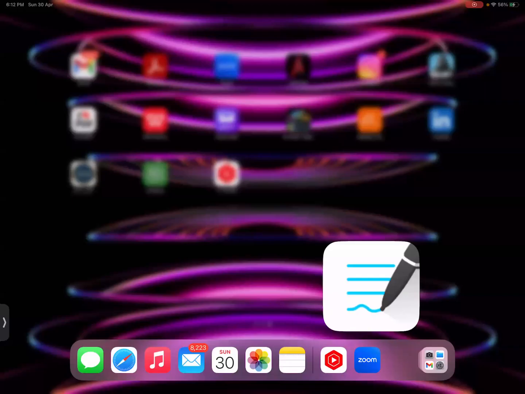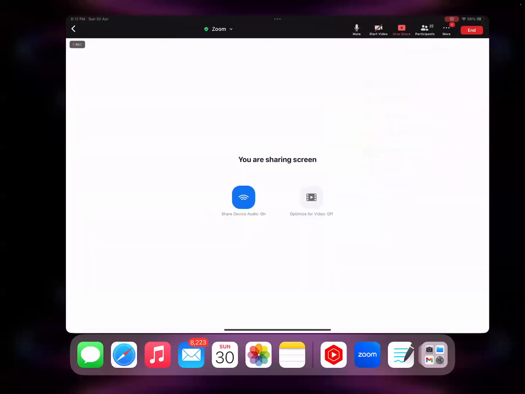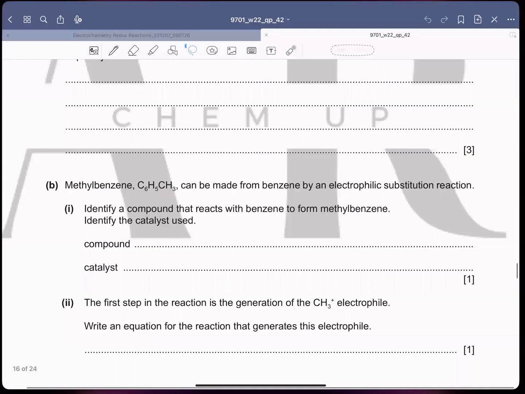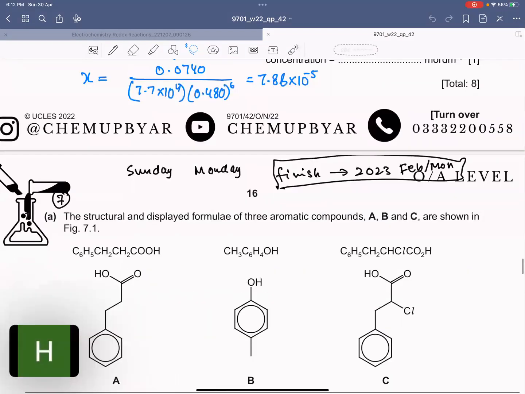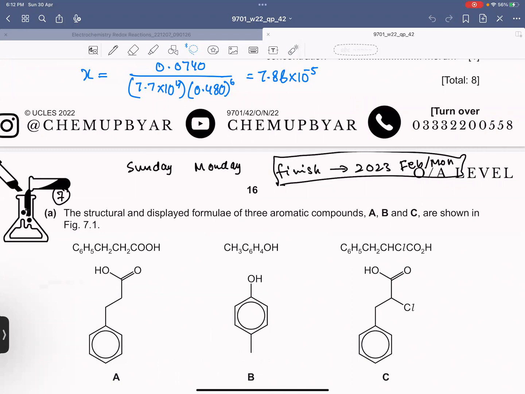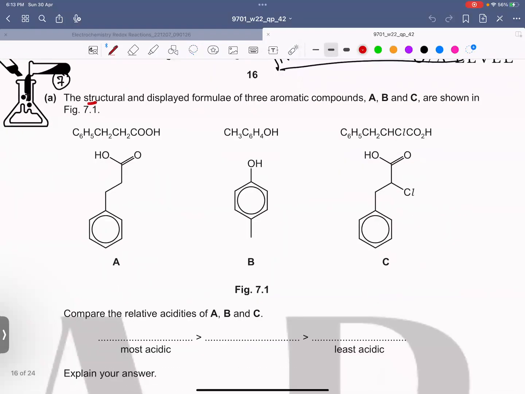Okay, so in the previous session, we have completed till question number 6. Now I'm going to start question number 7 with all of you. In question number 7, the structural and displayed formula of 3 aromatic compounds A, B, and C are shown. Compare the relative acidities of A, B, and C.